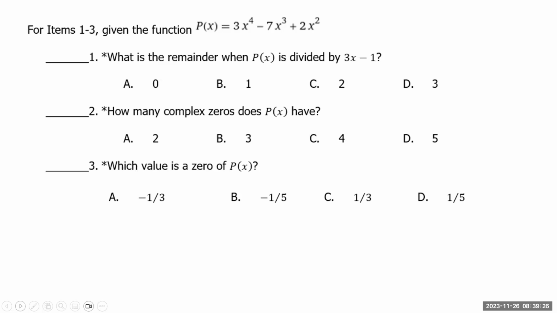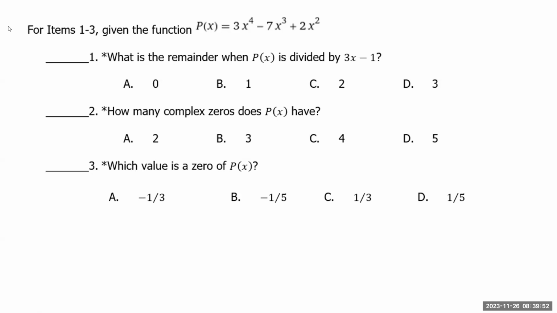For items 1 to 3, given the function p of x equals 3x to the 4 minus 7x cubed plus 2x squared, we need to solve for the following. Number 1, what is the remainder when p is divided by 3x minus 1? So we have two methods here. Either we can use the remainder theorem or synthetic division.